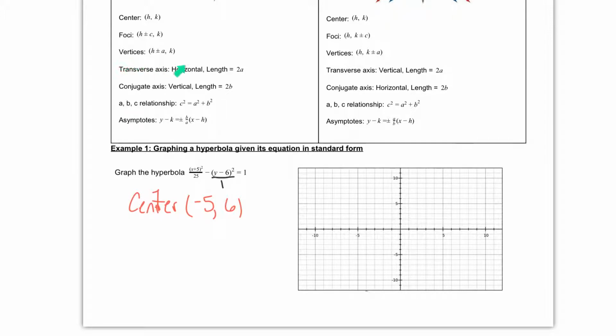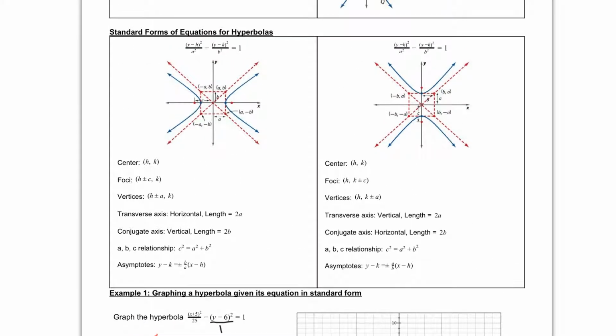Our transverse axis, since we're in this first one, is the horizontal length, and it is a length of 2 times a. And our conjugate axis is the vertical in this case, and it's 2 times b. So in order to find those axes, we need to know the a, the b, and our c value eventually. So to find the a and the b value, we're looking at the denominator underneath the x, and the denominator underneath the y. In our first equation here, our a is coming from underneath the x, and our b is coming from underneath the y in this problem.